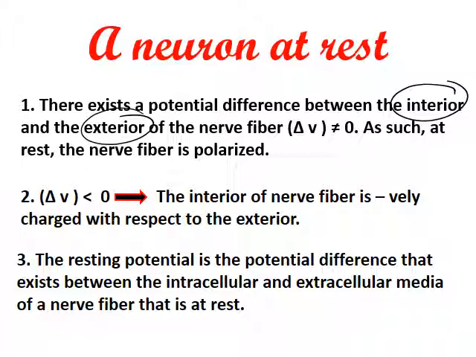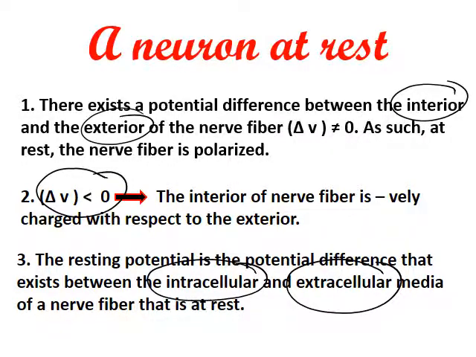So delta V is less than 0, which is minus 70 millivolts. So the interior of the nerve fiber is negatively charged with respect to the exterior. The resting potential is the potential difference that exists between the intracellular and the extracellular media, between the interior and the exterior of a nerve fiber that is at rest.